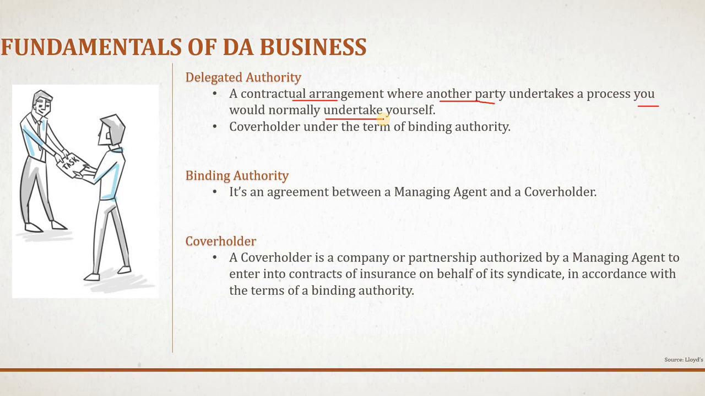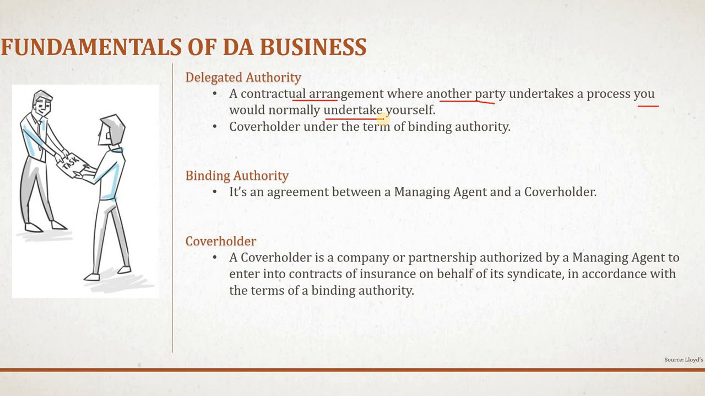So a binding authority is the agreement between a managing agent and a cover holder under which a managing agent delegates his authority to enter into the contract of insurance to be underwritten by the members of a syndicate managed by it to a cover holder in accordance with the terms and conditions defined under the agreement. So basically, the managing agent who is managing a syndicate is giving the underwriting authority to somebody else to write business on the syndicate's behalf.